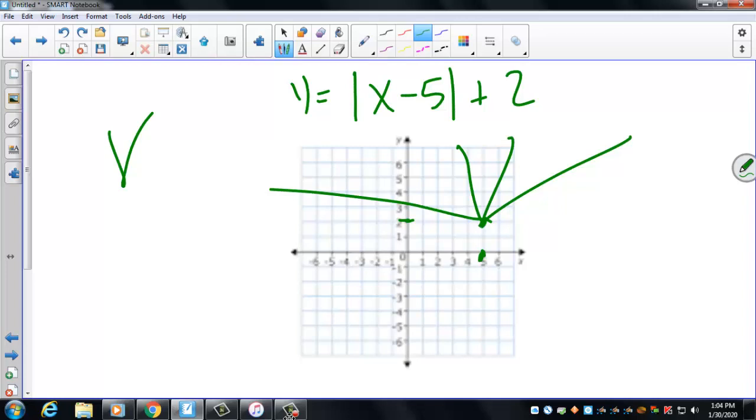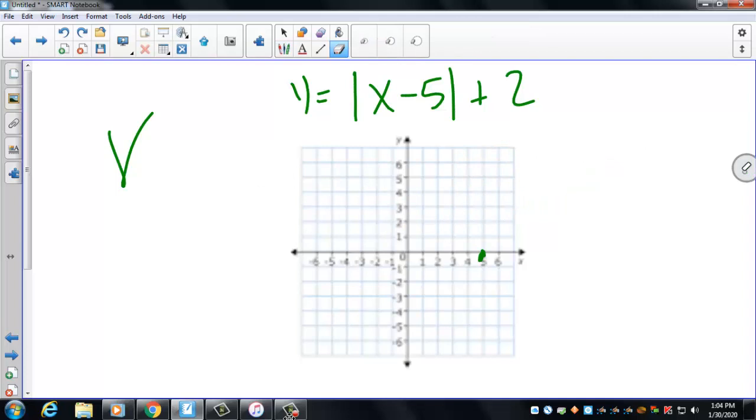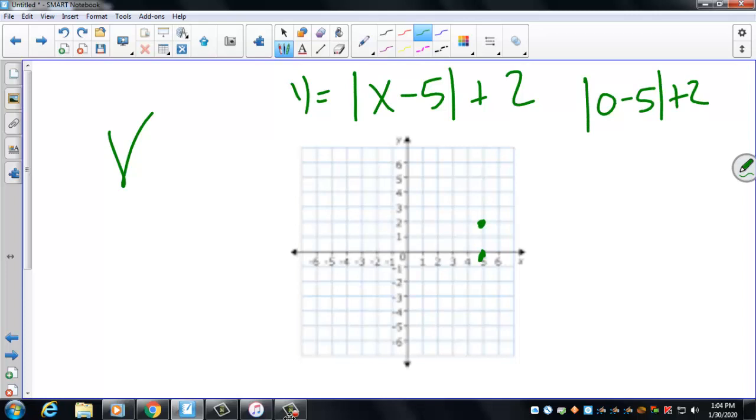There are a whole lot of V's that can be graphed. I need the right one. How do you find the right one? Try not to break the pencil. How do you find the right one? You plug in x is 0. The absolute value of negative 5 is 5, plus 2 is 7. Now you have the right V. Does that make sense?